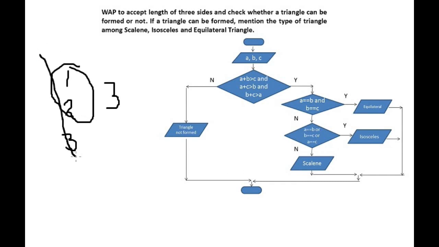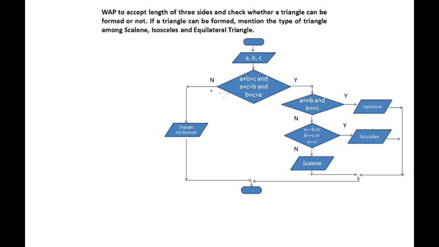Now let us consider that if it is not satisfying, we are showing triangle not formed. And if it is possible, then students, what we need to actually find out is whether the triangle is equilateral, isosceles or scalene in nature. So we need to check. Now what are we checking here?